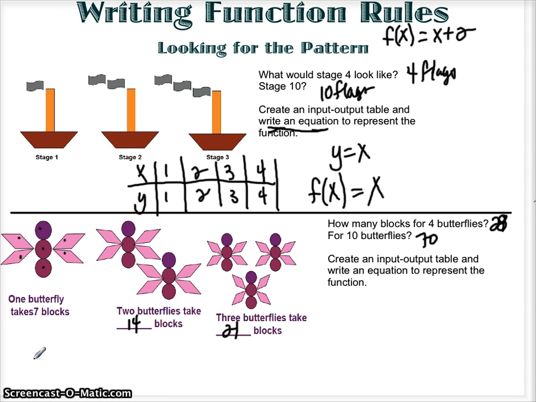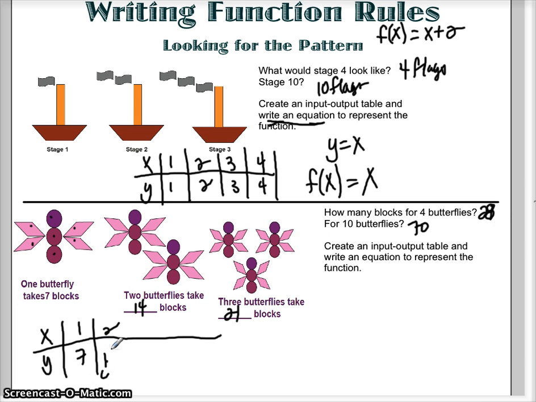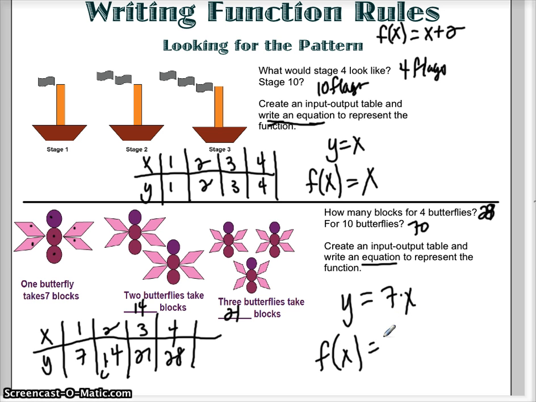So your input-output table, x, which is our number of butterflies, and y, which is our number of blocks: 1 butterfly is 7 blocks, 2 butterflies is 14 blocks, 3 butterflies is 21, 4 butterflies is 28, and so on. So our equation there, what did you do each time? We took our x value and multiplied it times 7. So y equals 7x, or f of x equals 7x. Okay, so there are 2 examples right there.